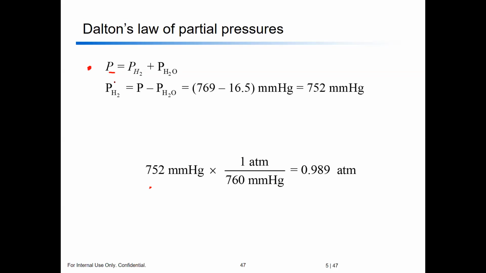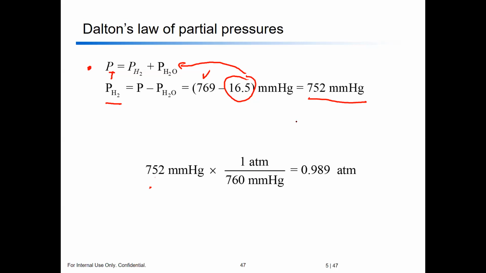Total pressure equals the pressure of hydrogen plus the pressure of H2O. Well, we know the pressure of H2O. You just look it up in a table, and that's this number. We know the total pressure. So now we can just solve for the pressure of H2, which turns out to be 752 torr. And we know how to convert millimeters of mercury into atm.